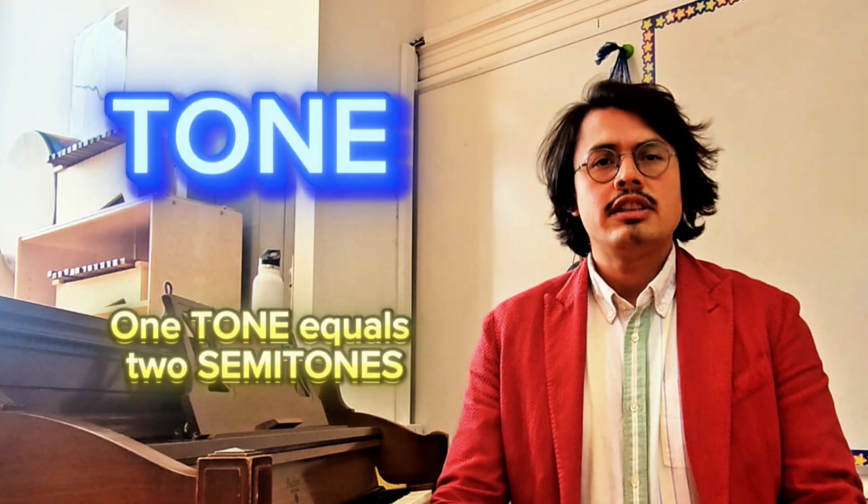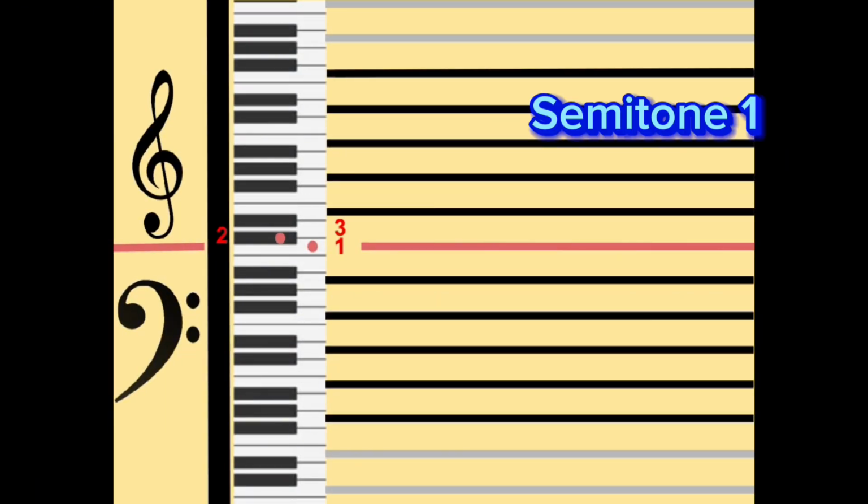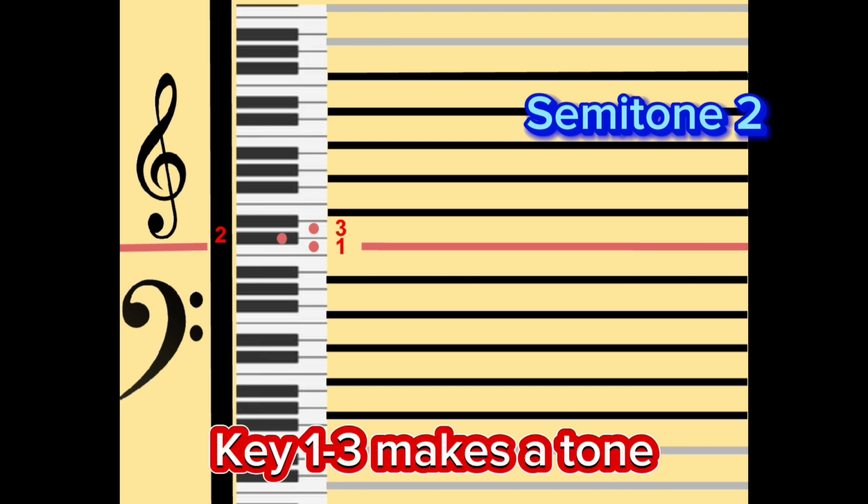A tone covers the same distance as two semitones. Key 1 to key 2 is the first semitone. Key 2 to key 3 is the second semitone.